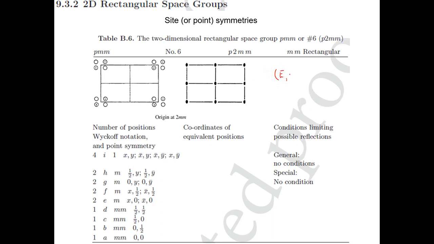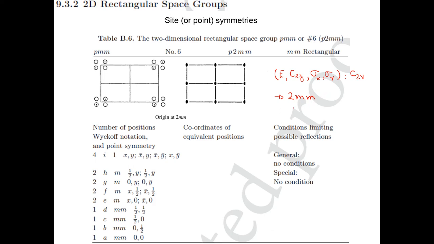You have a C2Z, and you also have two reflections, sigma X and sigma Y, right? These are the two reflection planes that you have in this particular space group. So you have four symmetry operations. This is the group C2V. In the Hermann-Mauguin notation it is the group M2MM. You have a two-fold axis and two mirror planes, sigma X and sigma Y.